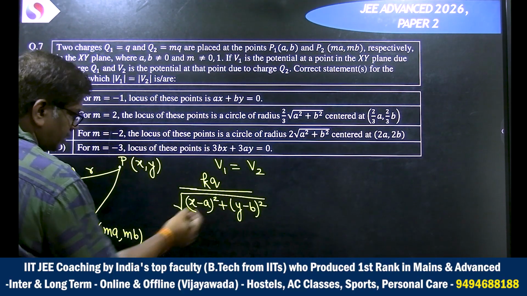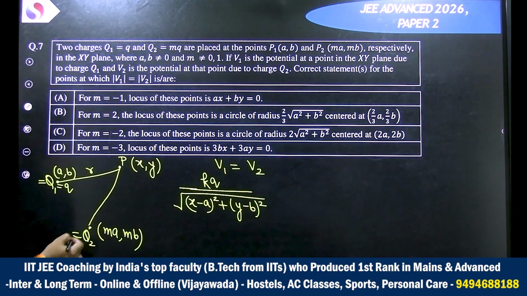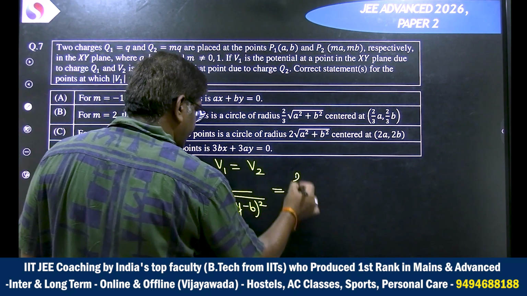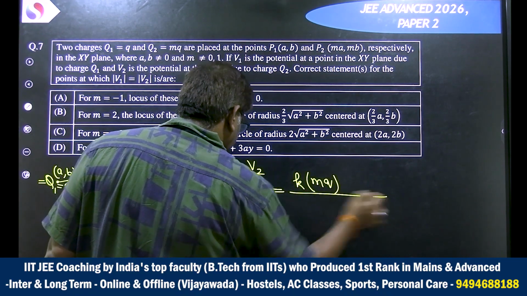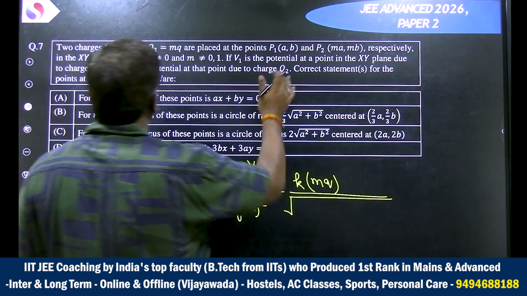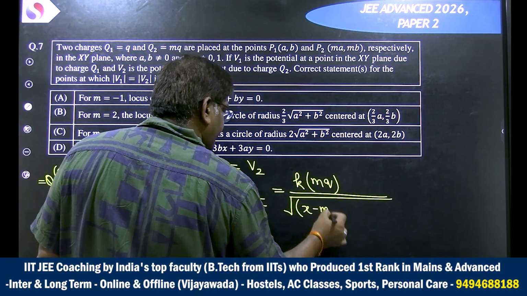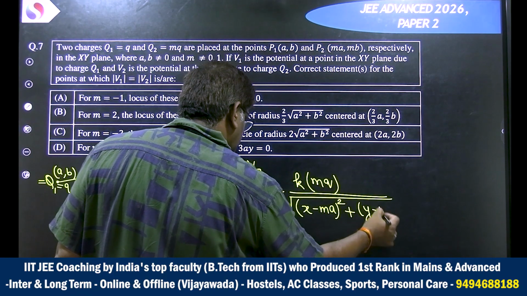Where is this Q2 will be? This Q1 will be Q. This Q2 will be given to you as MQ, meaning M times more than Q. So potential because of Q2 will be K into charge MQ, divided by distance of the point P from the charge Q2, which will be root of (x minus ma) whole square plus (y minus mb) whole square.